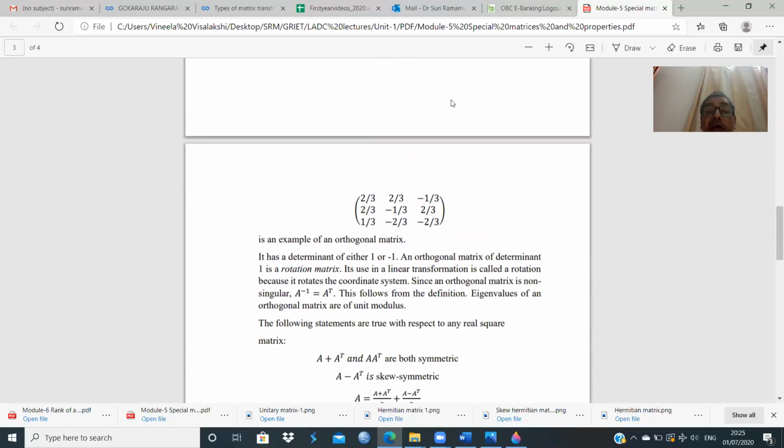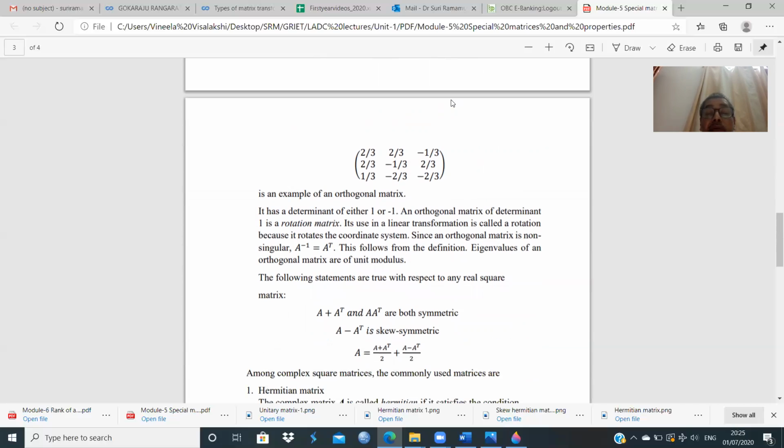This is an example of an orthogonal matrix. When we check the determinant, it will be either +1 or -1. And a very important statement to be made is that an orthogonal matrix of determinant +1 is called a rotation matrix.